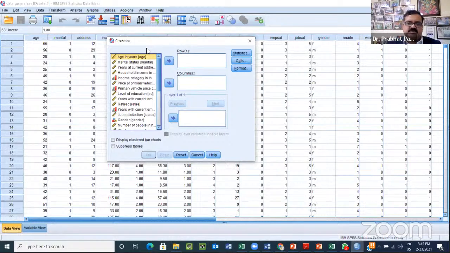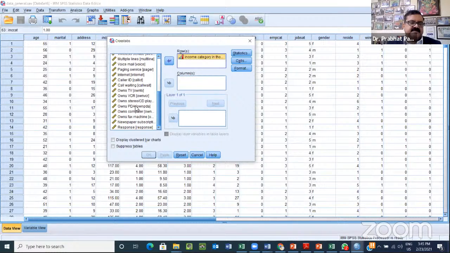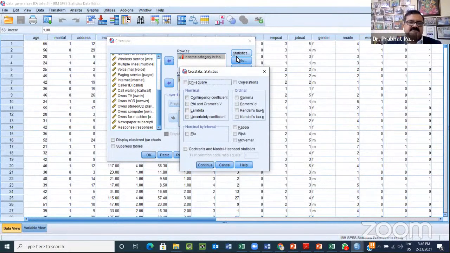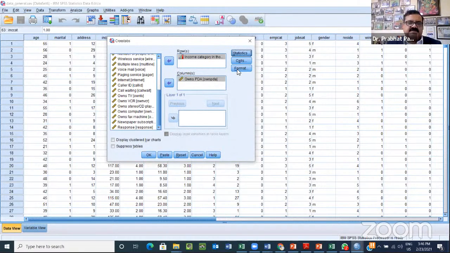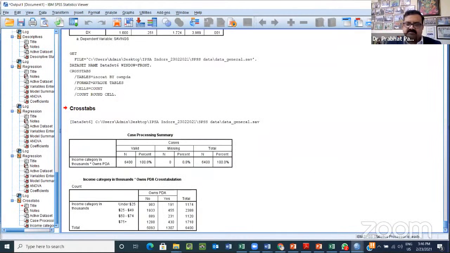We go to crosstab and I'm picking up two variables, let's say household income, and then something used by the customers. I'm taking this specific instrument called PDA. PDA means personal digital assistant, so people who are using any kind of bot or AI-based instruments. Then we go to statistics. I'm not checking anything here. Of course, the observed frequency. I just want to see the observed frequency first.